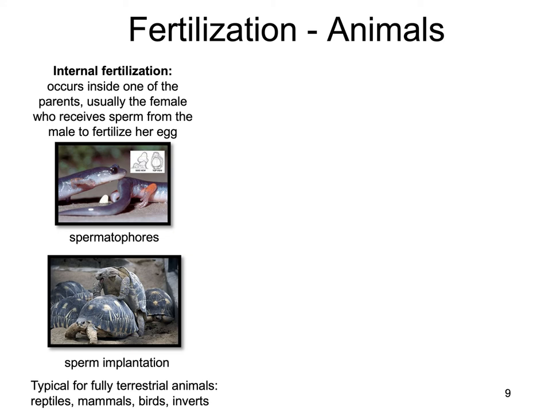So we can have internal fertilization in the form of spermatophores, which we see in salamanders, where essentially a male will drop this sperm packet, and this is a close-up view of that, but it's basically a little packet of sperm that he then has to convince the female to come and pick up, and then she'll be internally fertilized. You can also have straight-up sperm implantation, where the male will implant sperm directly into the female. And this is typically what we see in fully terrestrial animals, so things like reptiles, mammals, humans, birds, and also terrestrial invertebrates.